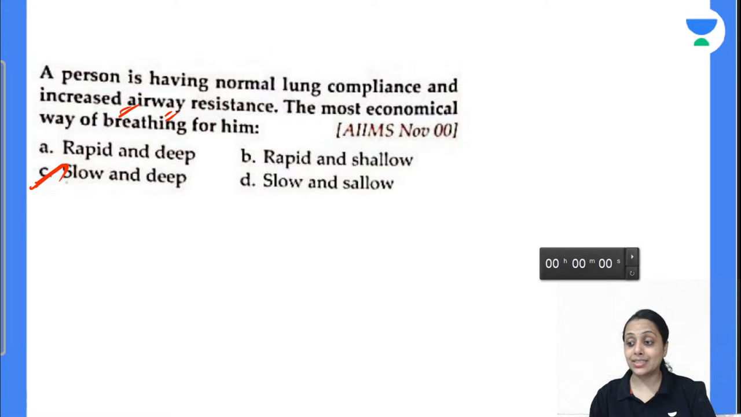No, rapid and deep नहीं. It is slow and deep. Airway resistance increase है, rapidly breathe करेंगे तो उसमें हमारा क्या होगा? Airway resistance की वजह से जो exaggeration है, that is going to increase when we have this rapid breathing. So in this situation, the best way is slow and deep breathing.